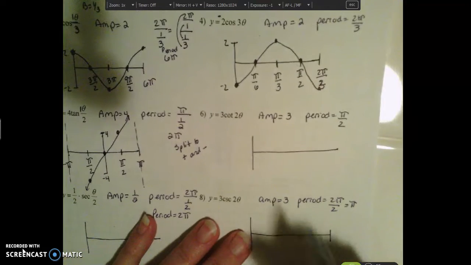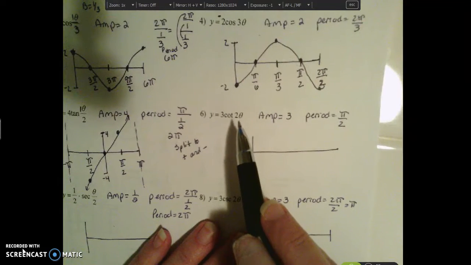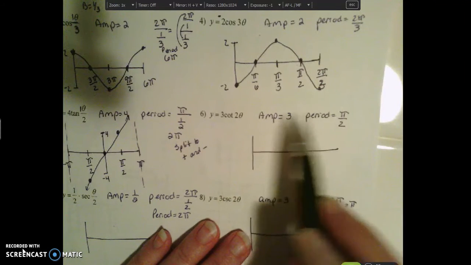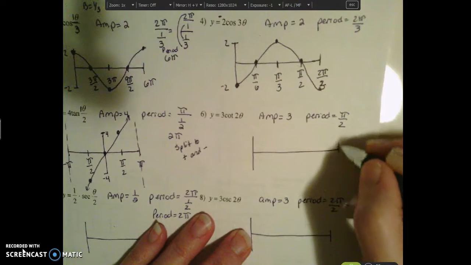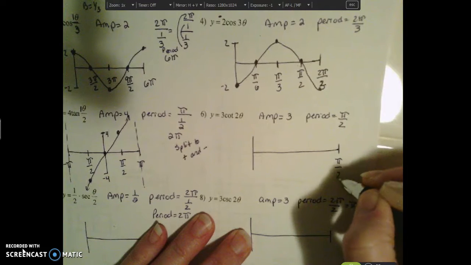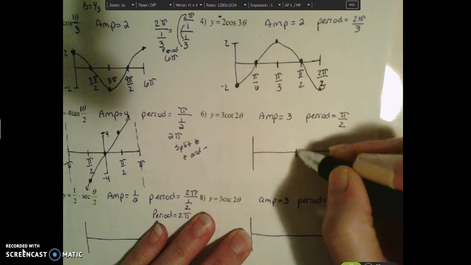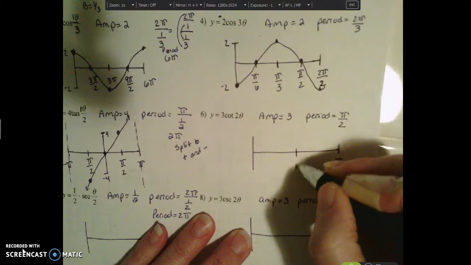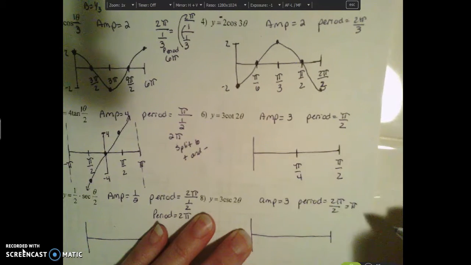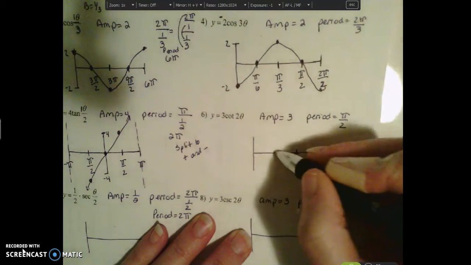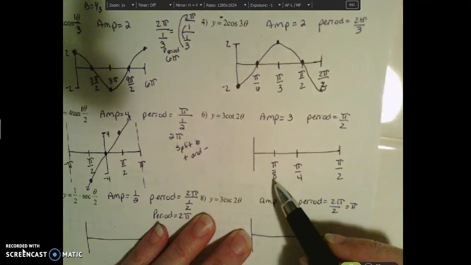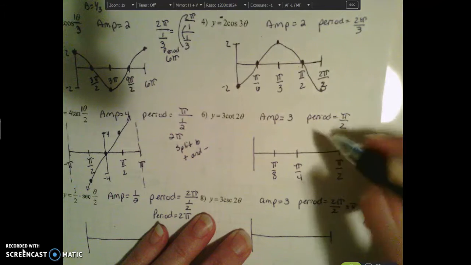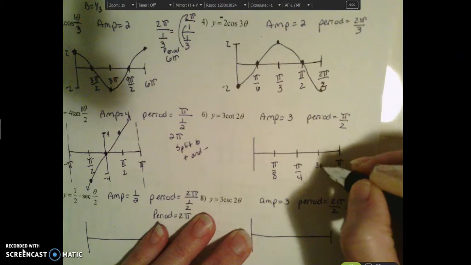Now cotangent, again, has a period of pi. So I have to divide by the value of b, so it's pi divided by 2 here. And then I'm going to do just like I did with the sine and cosine curve. Half of that is pi over 4. Half of that is pi over 8. And then I'm counting by eighths: 1/8, 2/8, 3/8. So this would be 3 pi over 8.